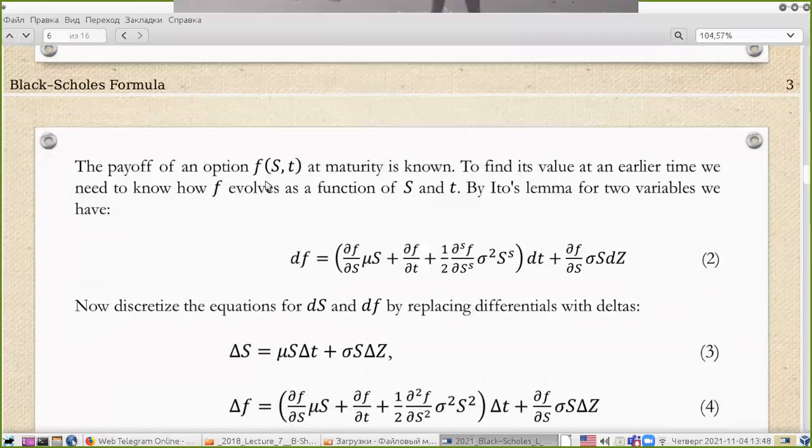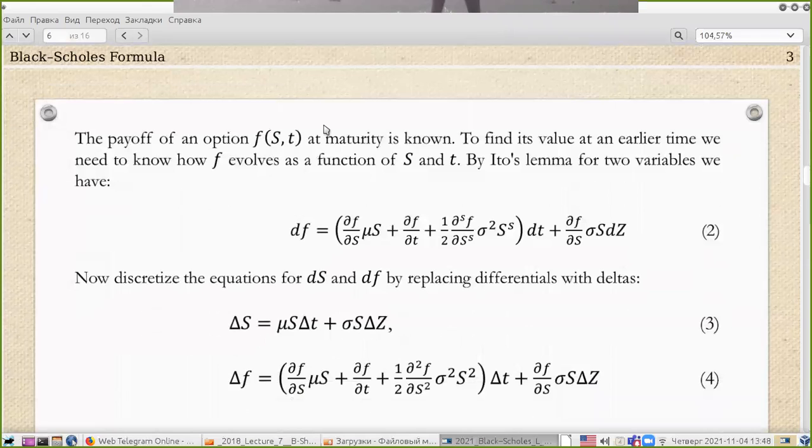The payoff of the option at maturity is known, and I recalled to you that f from S at T is the maximum of the difference between S and the constant K, and zero. To find its value at an earlier time, yes, we need to use Ito's lemma.